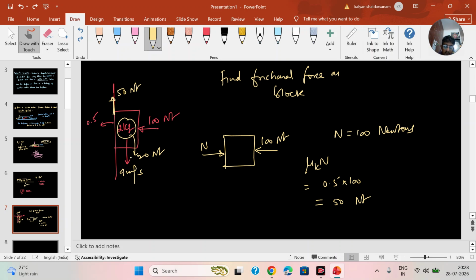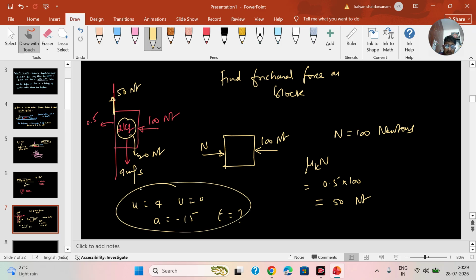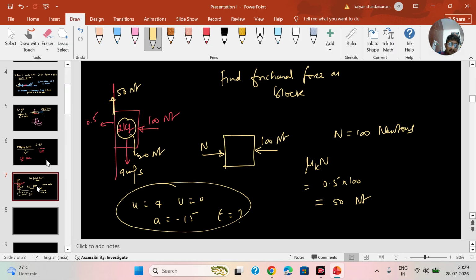So the net force in the vertical direction will be 30 up. So acceleration will be 30 by 2, or 15 meter per second square. So after what time will the block stop? Initial velocity 4, final 0, acceleration is minus 15. You can find the time by applying the all famous v equal to u plus at and get the answer. Okay, this is as far as kinetic friction is concerned.